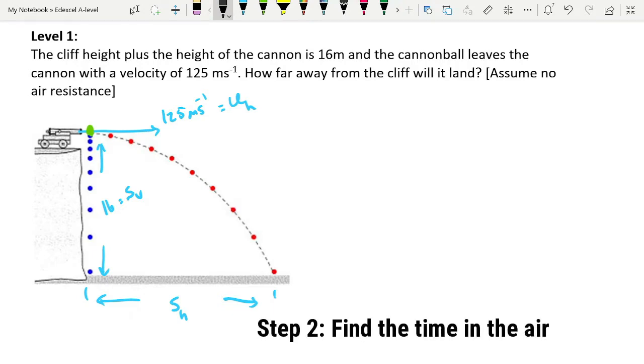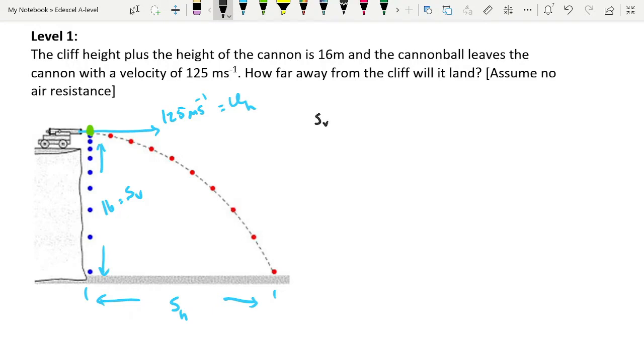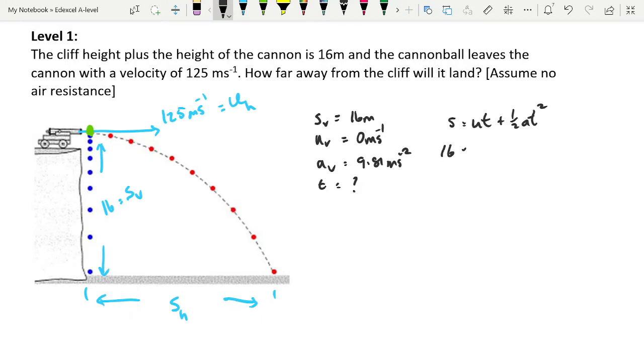Step 2 is always going to be using your SUVAT equations to find out how long the object is in the air for. So let's make a little list of what we have for SUVAT. We have 16 meters as our vertical displacement. We have an initial vertical velocity of 0 meters per second. We have a vertical acceleration of 9.81 meters per second squared. And what we're after is time. If we look at these, we will quickly see, I hope, that the equation we should use is s = ut + ½at². If we put the numbers in, our first expression becomes 0. That will give us a t² of 15 over 4.905.